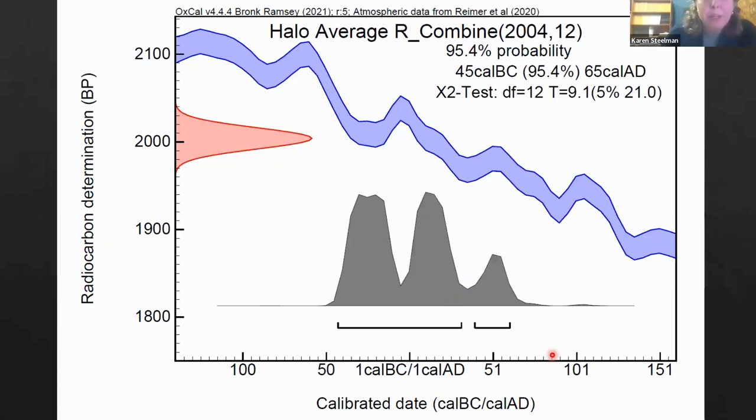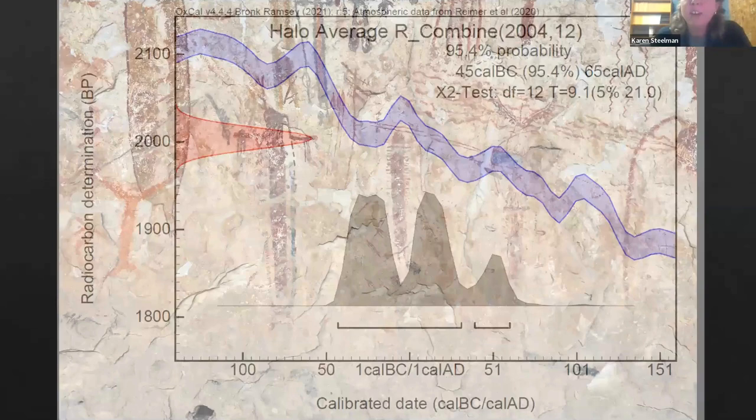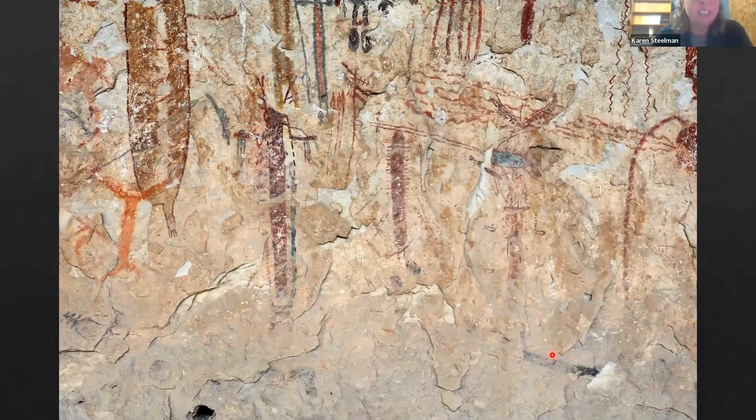And so that's pretty remarkable that we can get these numbers from radiocarbon dating. So that's all great, but how does that translate to dating pictographs?